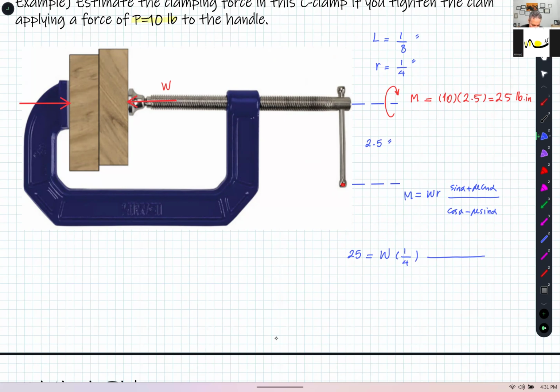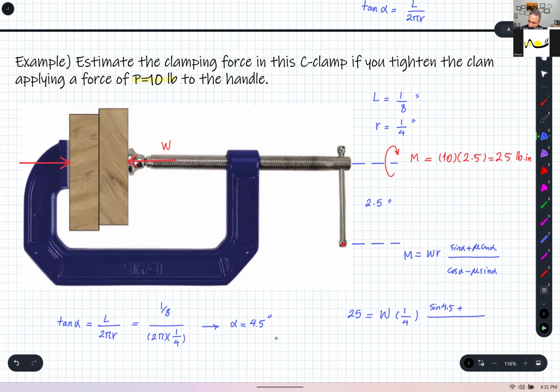I need to find out the alpha, so I use tangent alpha equals L over 2 pi r. We know the value of L, which is 1/8, and 2 pi times 1/4. That gives me the value of alpha, which is 4.5 degrees. So I substitute that one here, and friction is given by the question.